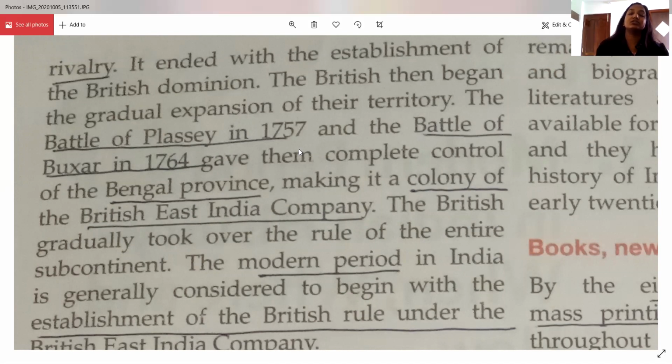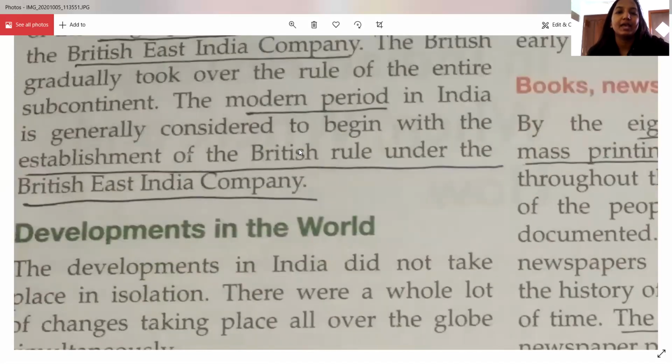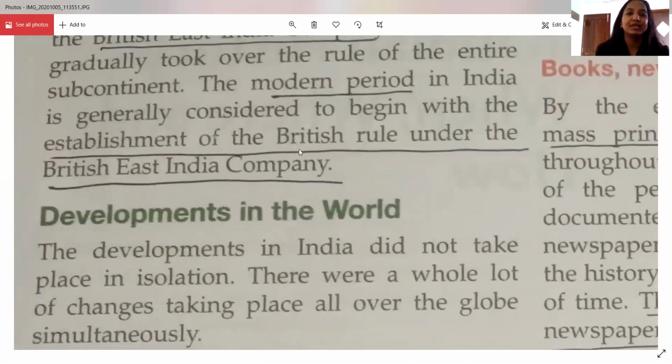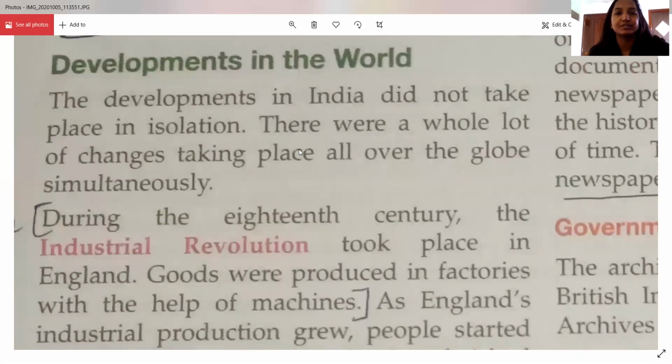The result of these two battles is that the British captured the Bengal province and they made their colony in Bengal. And what happened? They established the British East India Company. And the modern period of India starts after the British East India Company was established.